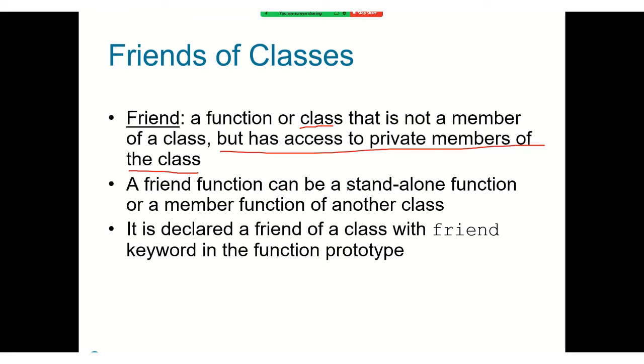Now, a friend function can be a standalone function or a member function of another class. It is declared a friend of a class with the friend keyword in the function prototype. So this is a very important step forward as far as programming goes.